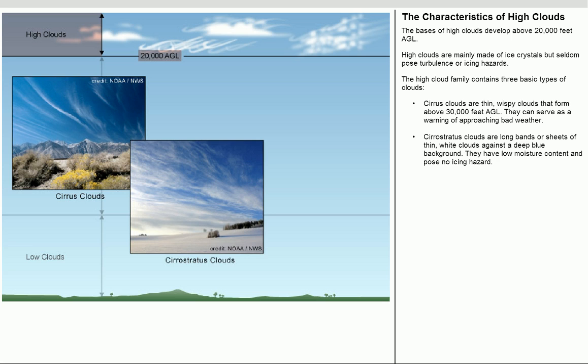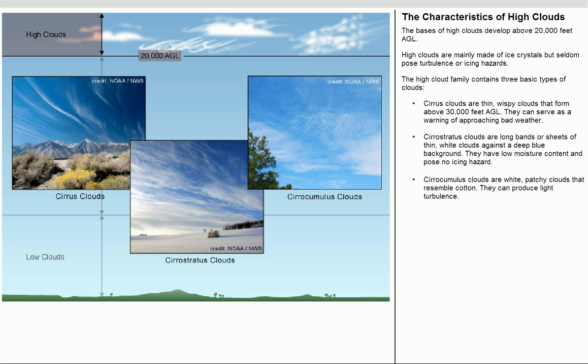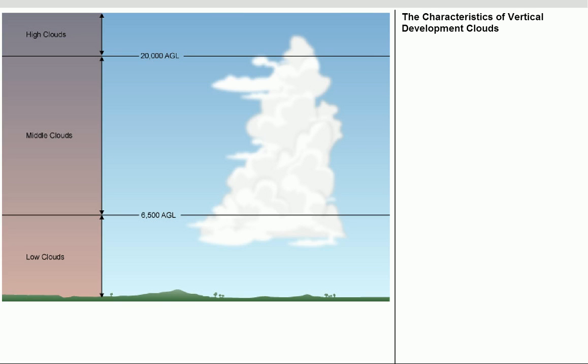Cirrostratus clouds are also thin white clouds, but they often form in long bands or sheets against a deep blue background. Although they can be several thousand feet thick, they have low moisture content and pose no icing hazard. Cirrocumulus clouds are white patchy clouds that resemble cotton. They form as a result of shallow convective currents at high altitude and can produce light turbulence.